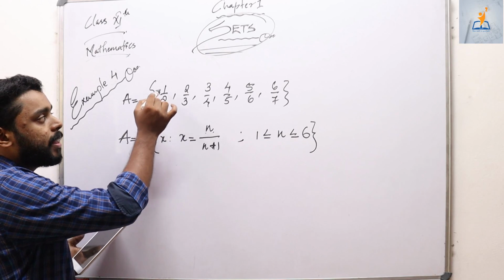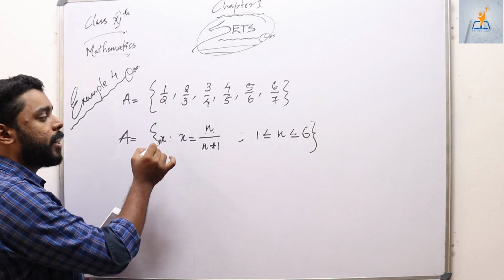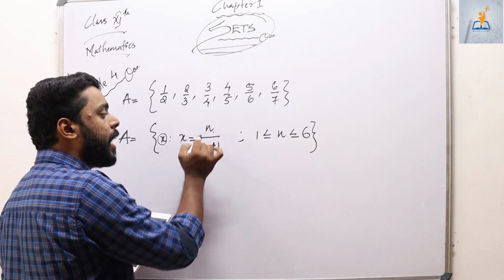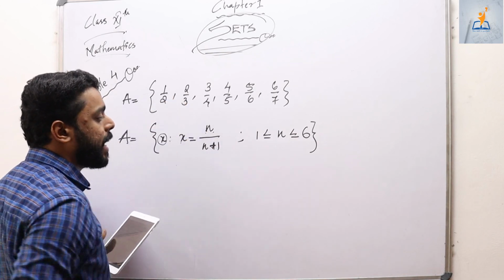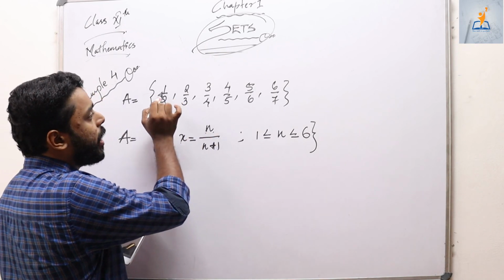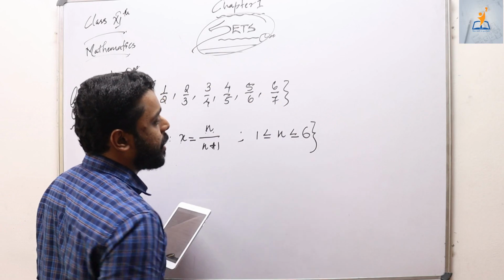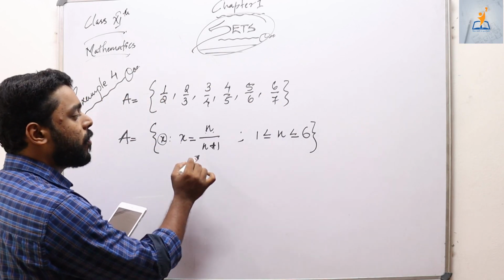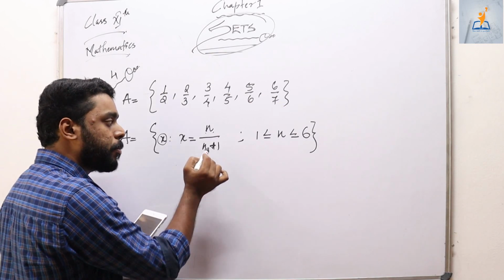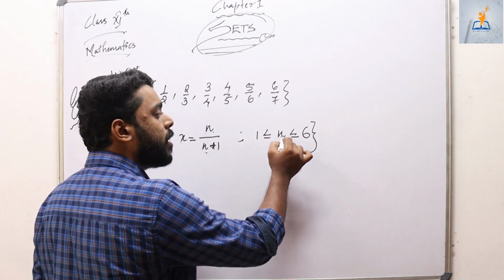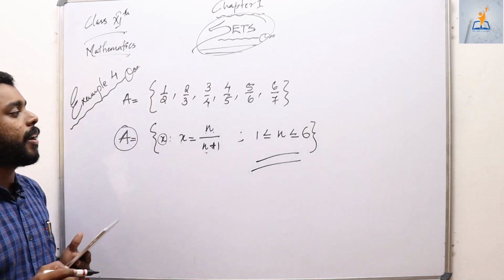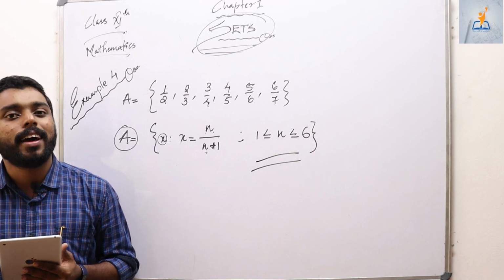Here the numerator is 1 less than the denominator, so we named our element as x, and the form of x is nothing but n by n plus 1. We named the numerator as n and the denominator as n plus 1, and the numerator can vary from 1 to 6, that is written here. So automatically the denominator will vary from 2 to 7. Since the denominator is nothing but n plus 1, and we wrote the variation of n, this is enough. So this is the set builder form of the given set in the roster form.